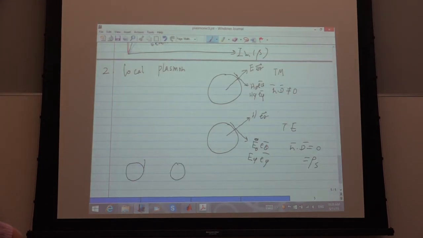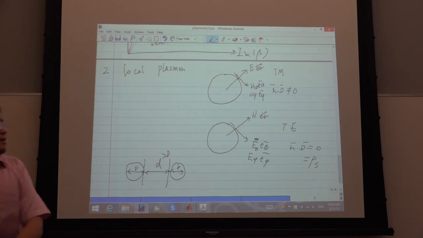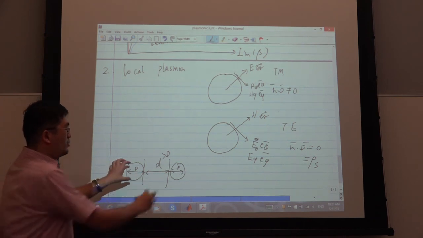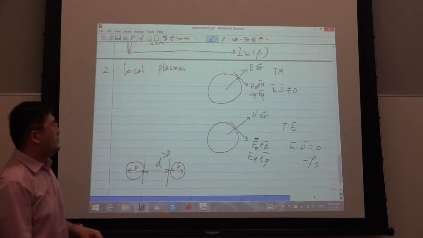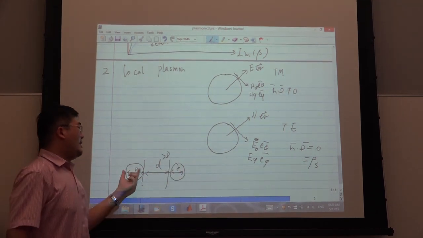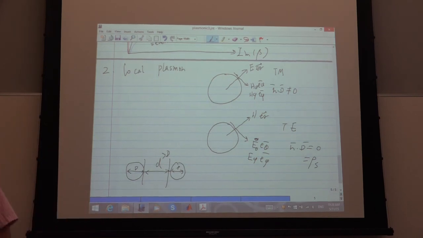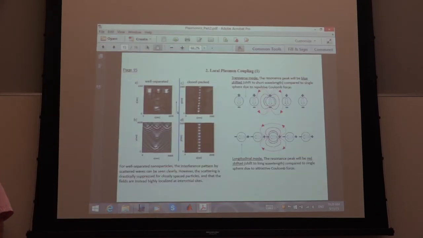If this distance, we call it d, is larger than the diameter, we can see the two nanoparticles are not coupled. This is a typical rule: when the distance is larger than the diameter, the coupling can be ignored. This is well separated.